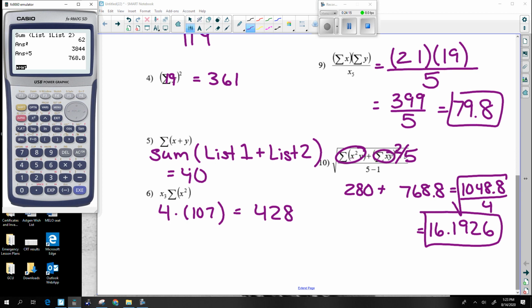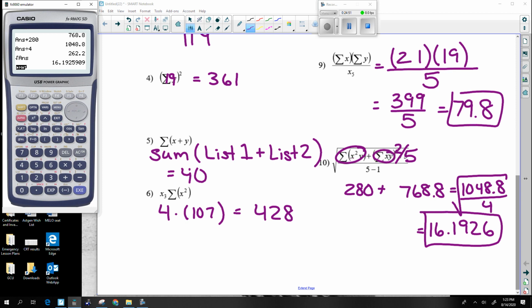And I need to add that to that sum of x squared y, which is 280. So that is the complete numerator. I see the denominator is 5 minus 1. So that's the numerator divided by the denominator, the top divided by the bottom. So that inside portion of the square root is 2062.2. And then I need to square root that because it's on the inside of the square root. And that gets me to 16.1926. And so that is that.